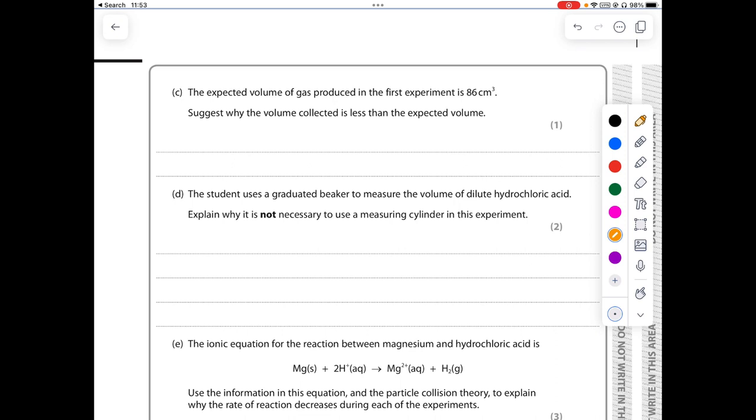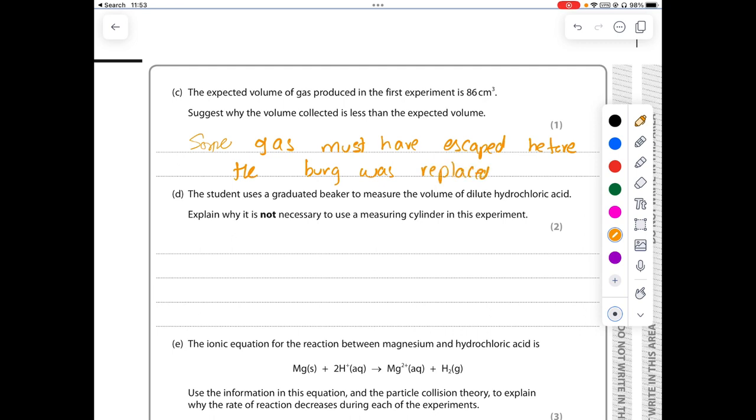The expected volume of gas produced in the first experiment is 86 centimeters cubed. Suggest why the volume collected is less than the expected volume. So some gas must have escaped before the bung was replaced.